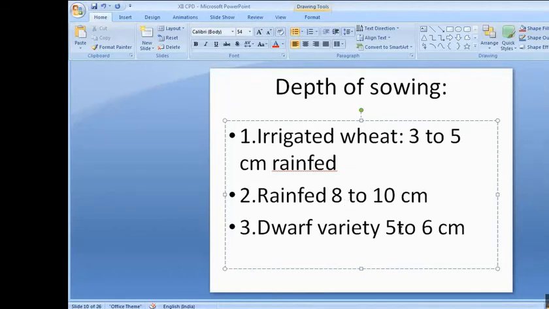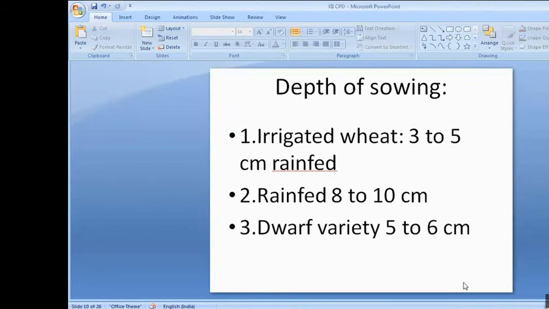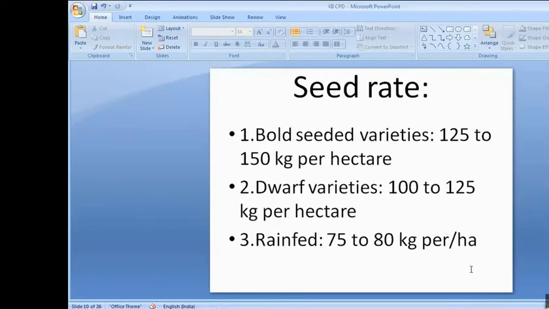In dwarf varieties, the depth can be kept 5 to 6 cm. Can you follow me? Okay, so why is depth important? Because if the depth is less or more, then there will be no proper germination. Come to another topic, seed rate.